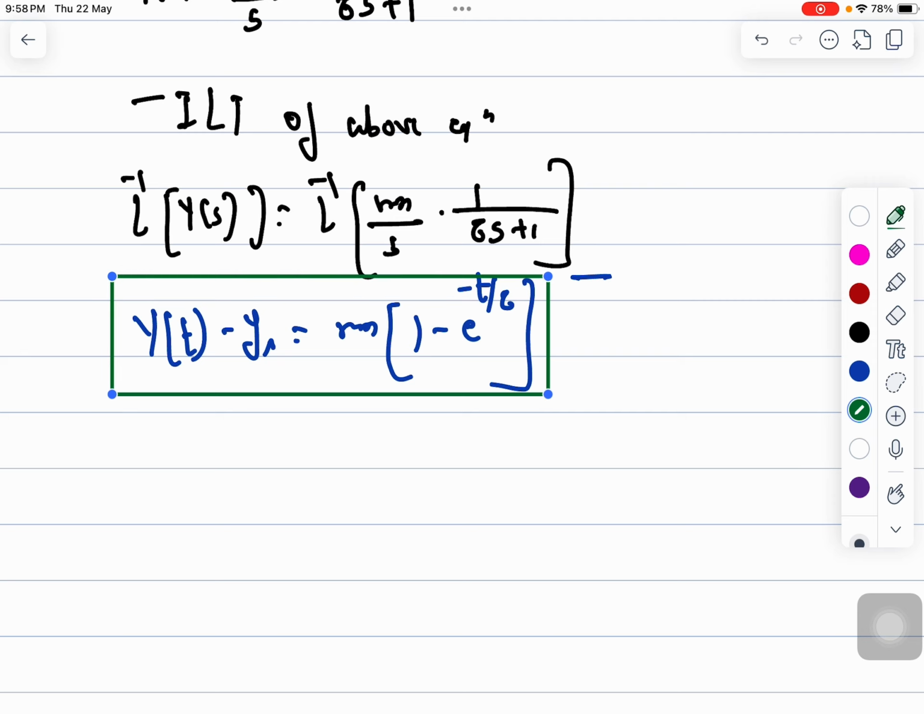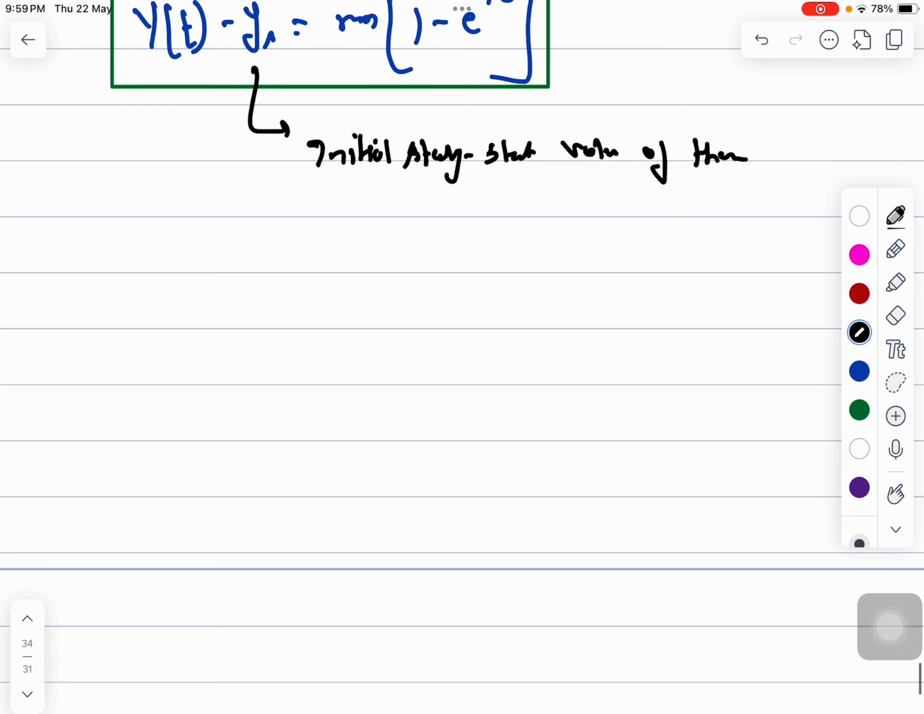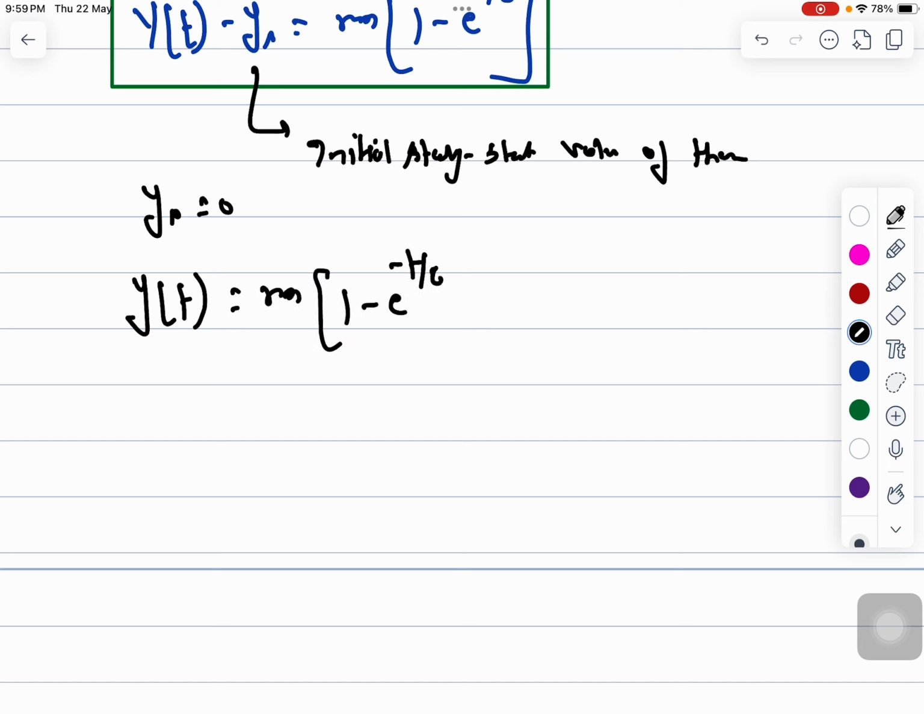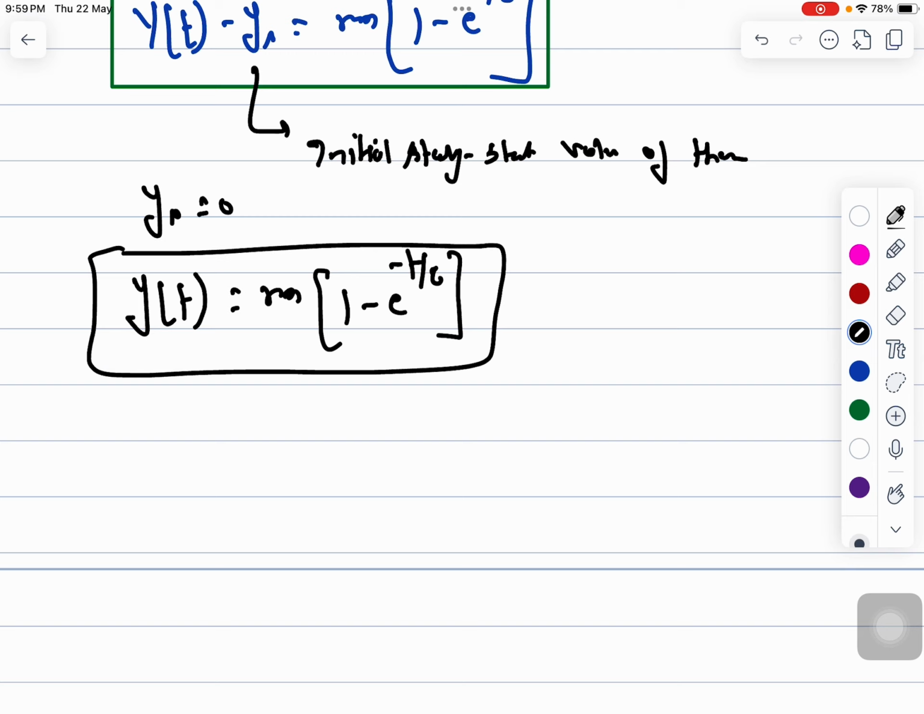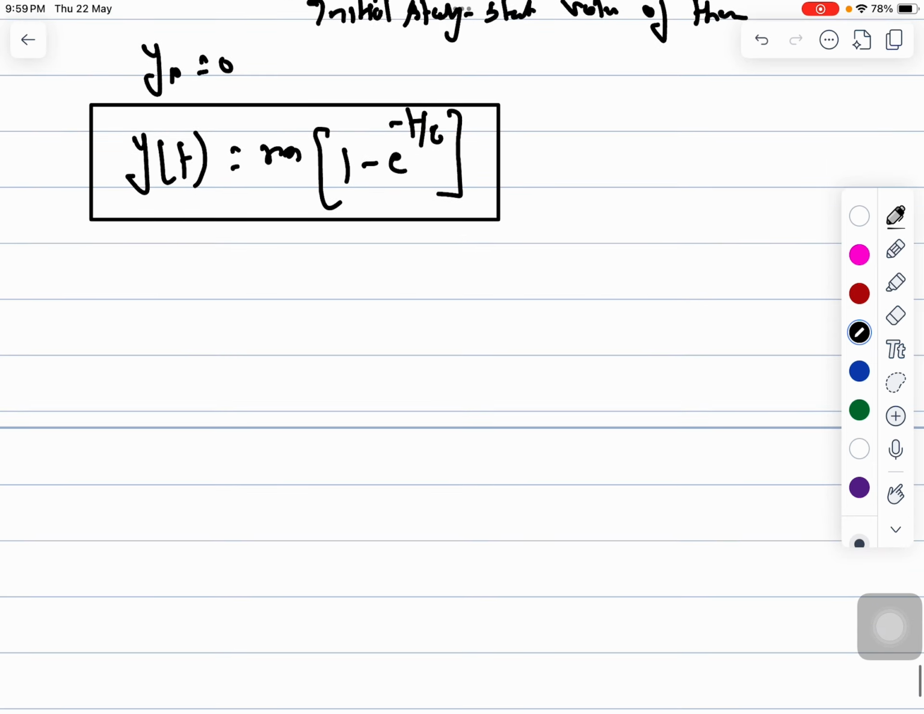A step input having magnitude m, where Ys is the biased value or initial steady state value of the thermometer, right? So if I assume, let's say, the initial steady state value is 0, then the temperature shown by the thermometer, that is Yt, is m into 1 minus e to the power minus t by tau. Is that clear? So this will be the final formula that you will get. It's a very important formula. Very frequently questions have been asked in GATE and BARC also.